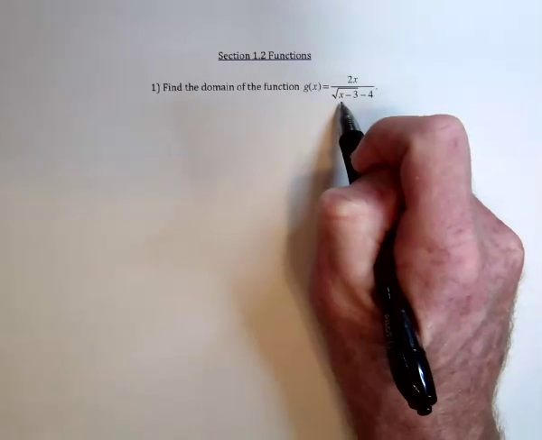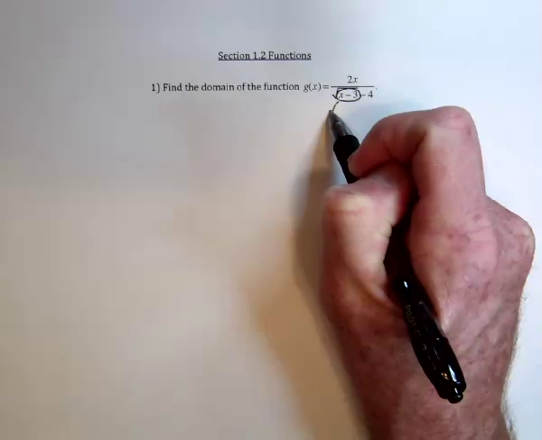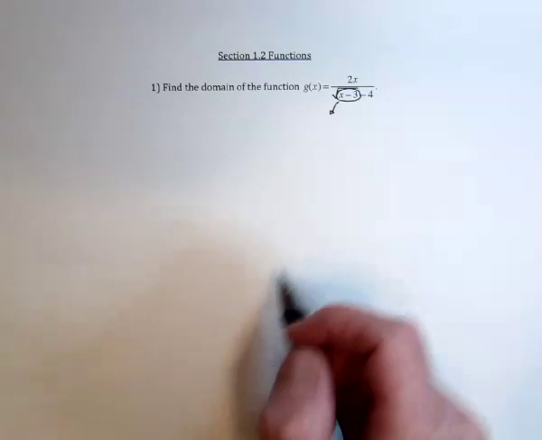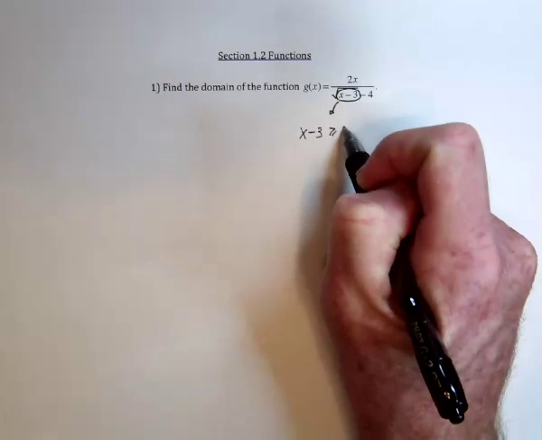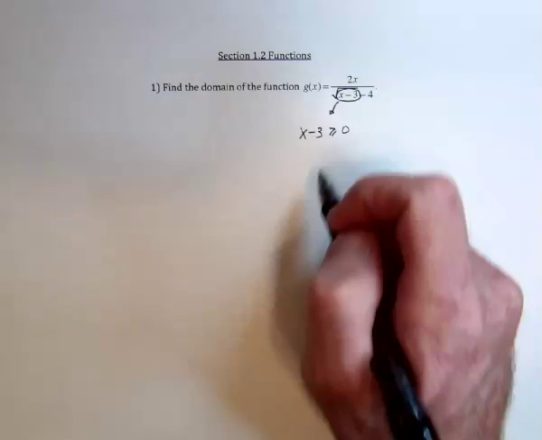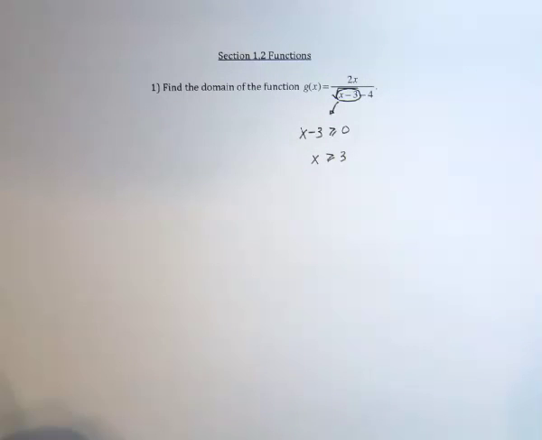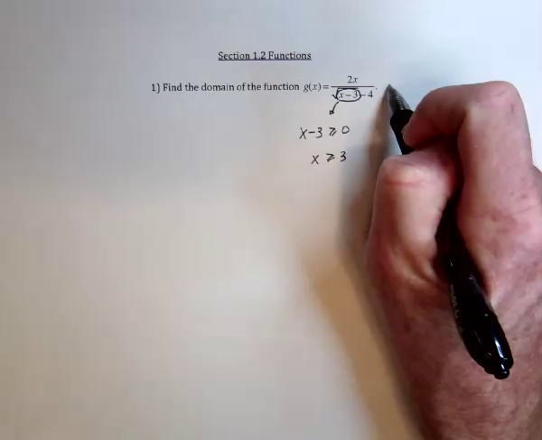So for the first idea, this, which is inside the square root, needs to be bigger than or equal to 0. So x minus 3 needs to be bigger than or equal to 0, or in other words, not negative. So adding 3 to both sides says that we need x to be bigger than or equal to 3. Okay, so that's one idea because of the square root. The other idea is that the denominator cannot equal 0.